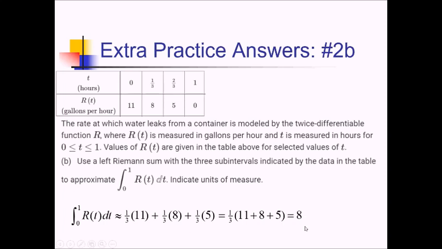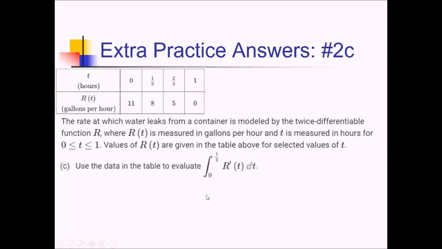And now what's the units? Well, whenever you integrate something, you're basically multiplying it by a time unit. That's what this times dt really means. So if you're starting with gallons per hour times hours, that's going to give you gallons.